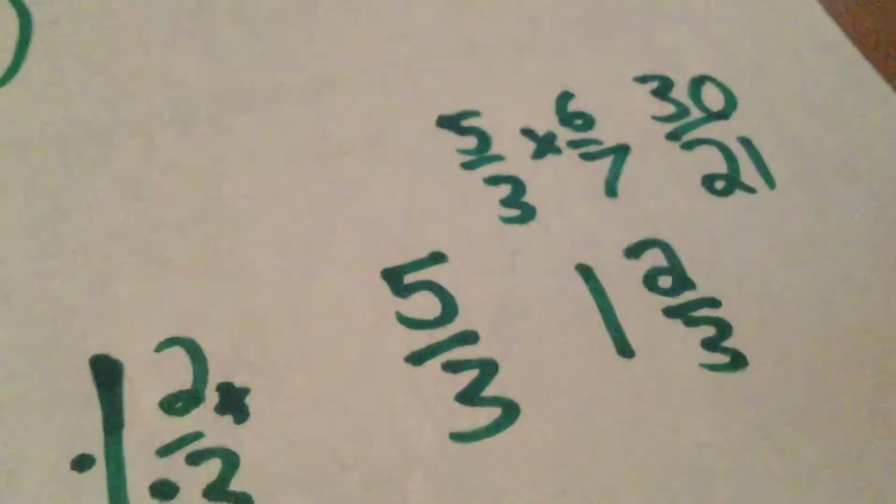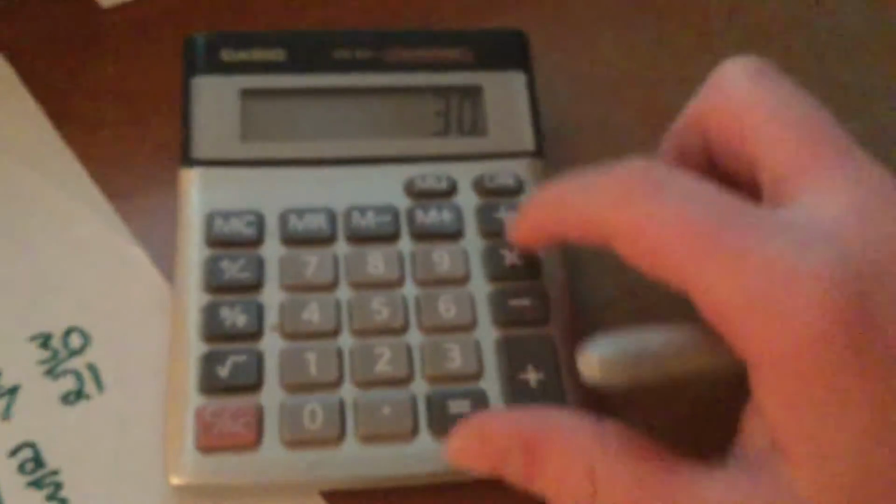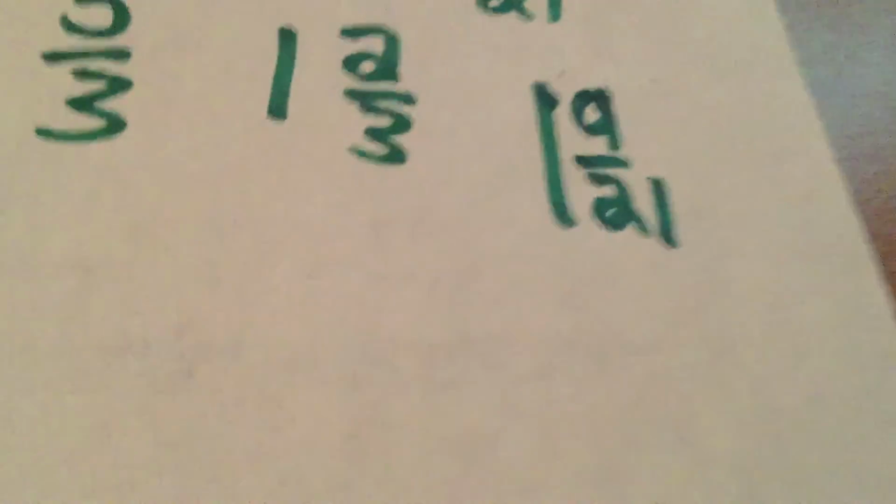So the way we do that is we divide 30 by 21. So let's just quickly get our calculator. So our whole number is 1. And now we have to do 30 minus 21 to see what's left over, which in this case is 9. And then we can make sure this is right: 1 times 21 is 21, plus 9 is 30 over 21. And look, that's what we got.